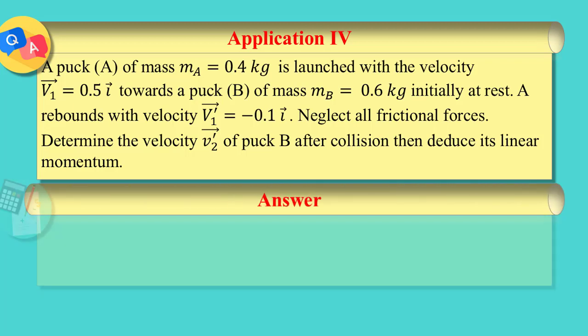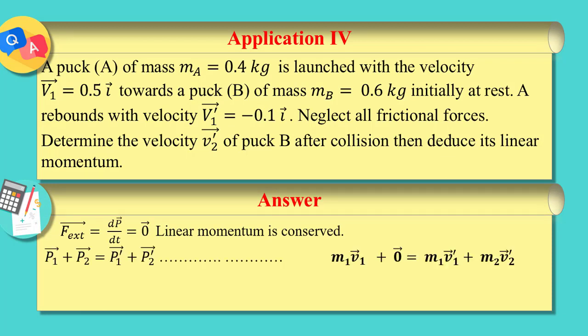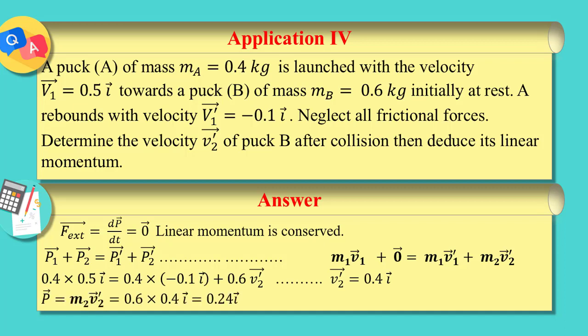We should start with the sum of forces equals 0 to say that the linear momentum is conserved. m1 v1 vector plus 0, because it was at rest, equals m1 v1 prime plus m2 v2 prime. Replacing the value of each vector, we can find that v2 prime equals 0.4 i. Finally, the linear momentum is m2 v2 prime, which is, after calculation, 0.24 i vector.